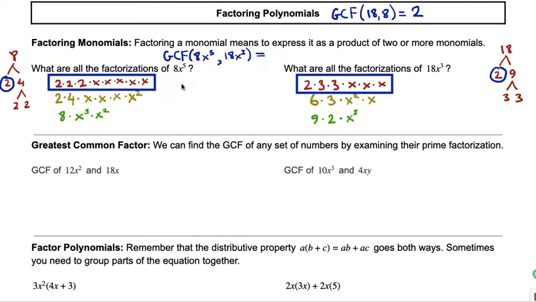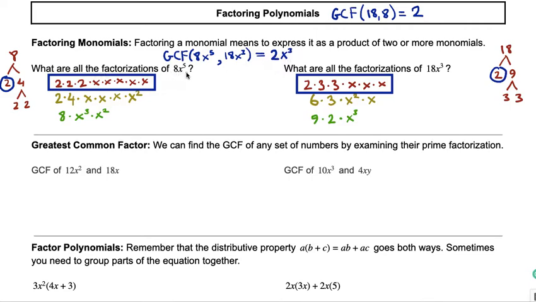So we know first of all that we've got a 2 in common, right? That's the first term. That's the coefficients dealt with. And then we have 3 x's in common. So we know that each of them has at least 3 x's. So we've got x cubed, right? So our greatest common factor of 8x to the 5th power and 18x to the 3rd power is 2x cubed.